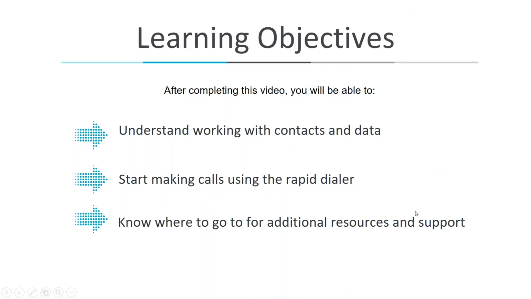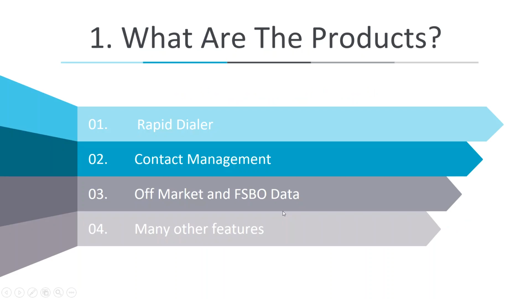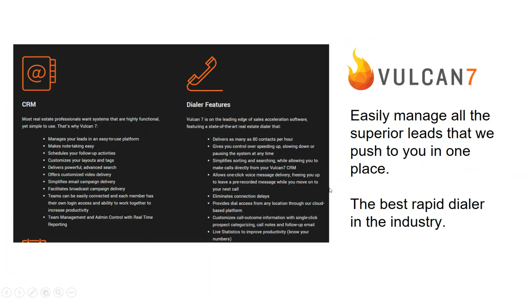After completing the video, you're going to understand how to work with contacts and data. You're going to be able to start making calls using the Rapid Dialer and know where to go to get additional resources and support. The products we'll be covering are the Rapid Dialer, Contact Management, Off-Market and FSBO data, and many other features.